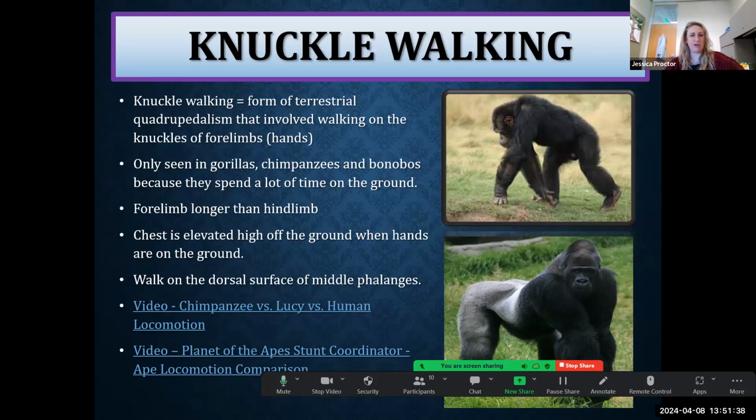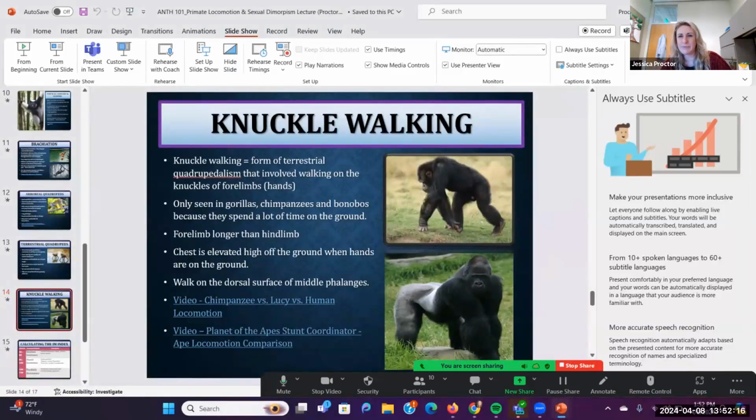Okay, so I have a video clip for you to watch here on this one. Two video clips for this one, actually. It's a little clip where they interviewed one of the stunt managers of the Planet of the Apes movies, and it's going to show you how he taught the actors to walk like a chimpanzee or a gorilla or an orangutan. He's going to show you how there are slightly different ways, even though they're all practicing this form of terrestrial quadrupedalism, specifically knuckle walking. They do it slightly differently. So that's why I like this particular clip.